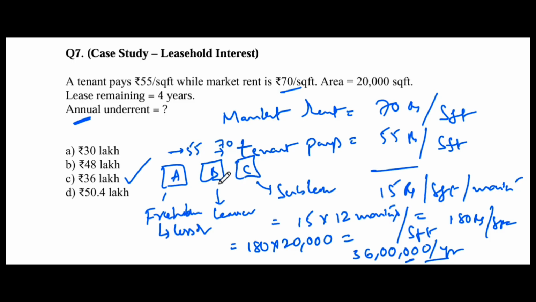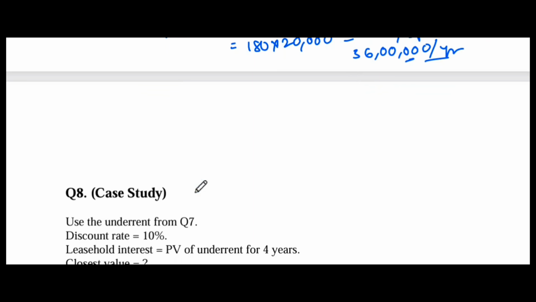So, what B will do? He will give 55 rupees directly from 70 rupees to A. So, the profit getting by B is how much? 15 rupees. So, that is the benefit for B. Okay. So, this is the concept here. So, let's go to the next question.